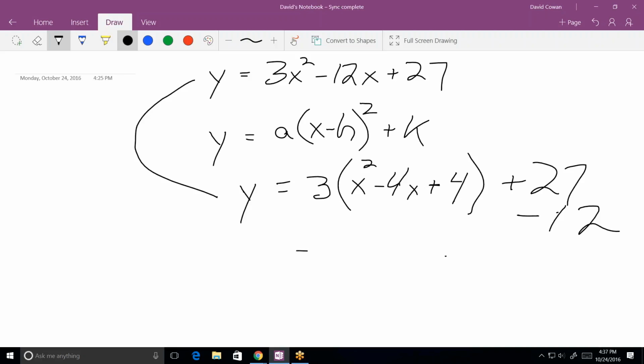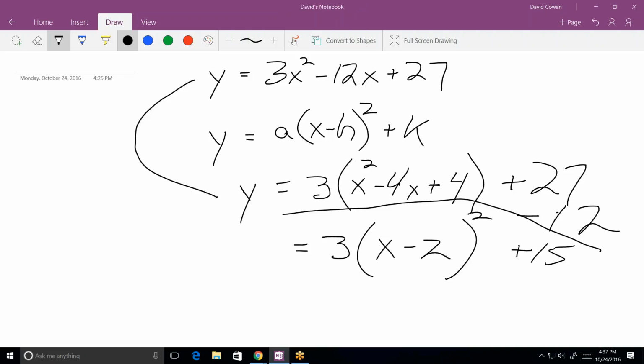And now notice what I'm going to have. That's going to turn into x minus 2, it's always what you got when you took half of that, quantity squared, plus 15. Now I have it in perfect vertex format, and a is 3. The vertex will be (2, 15).